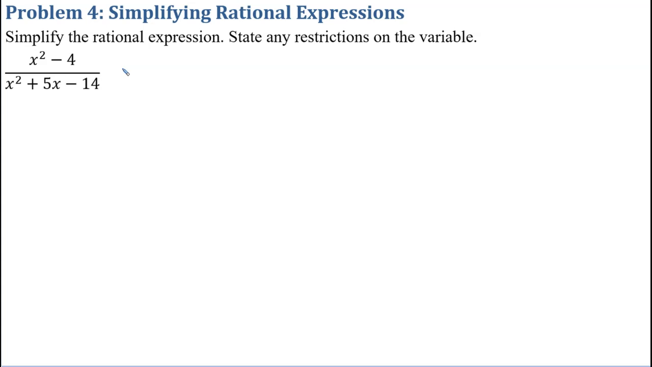Okay, so problem 4, simplify the rational expression, state any restrictions on the variables. Okay, so we have a rational expression here, and kind of like we did with graphing, I want to see if I can make this look simpler, if I can cancel anything out. And the first step I'm going to do is factor the numerator and denominator. Okay, numerator, x squared minus 4. That's my difference of squares pattern. I can factor that into an x minus 2 and an x plus 2.